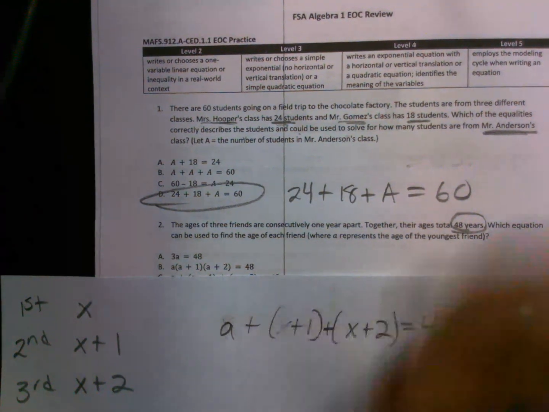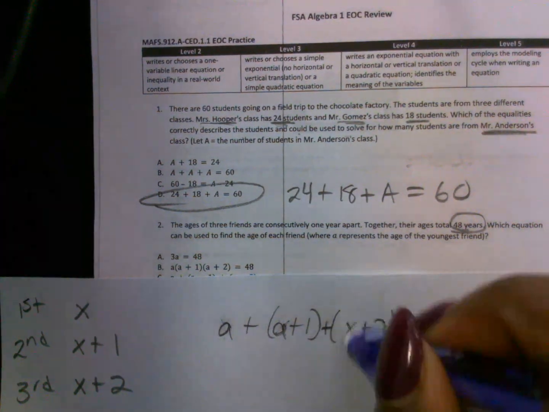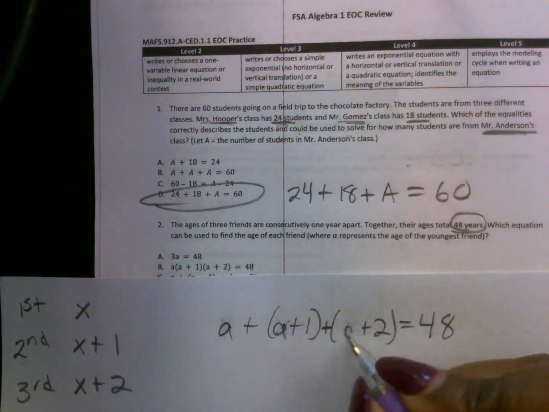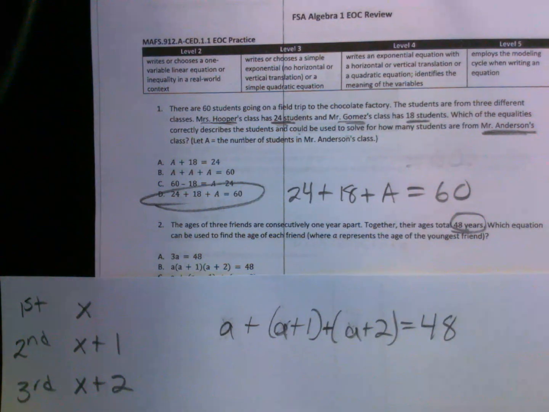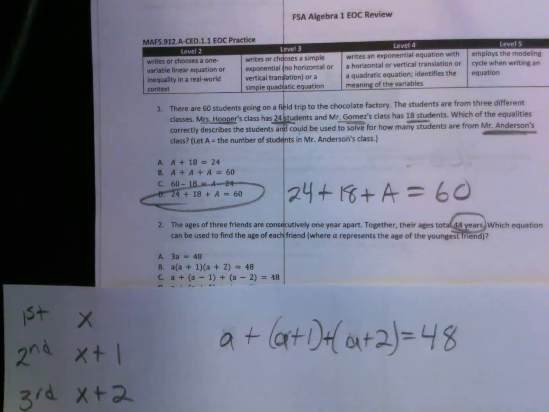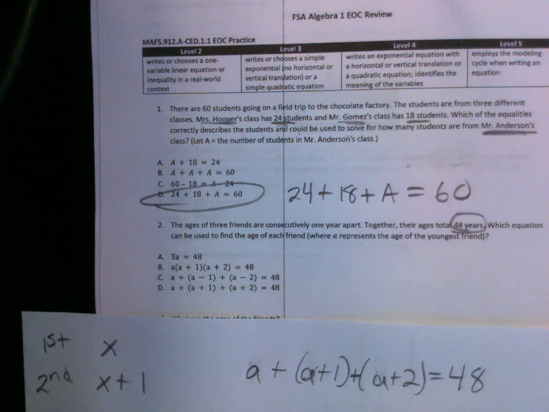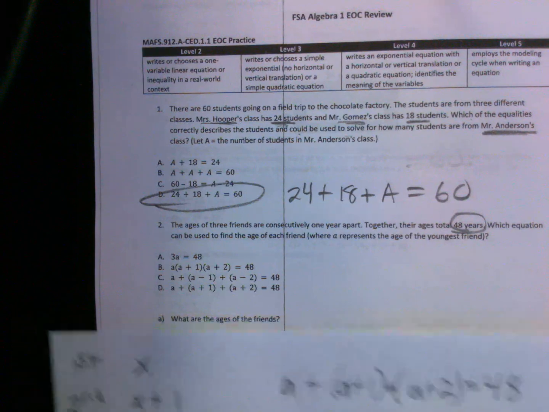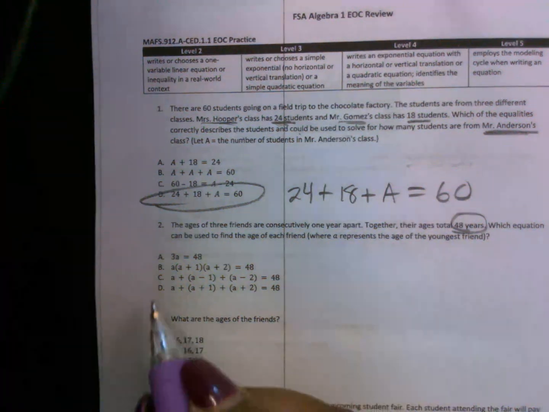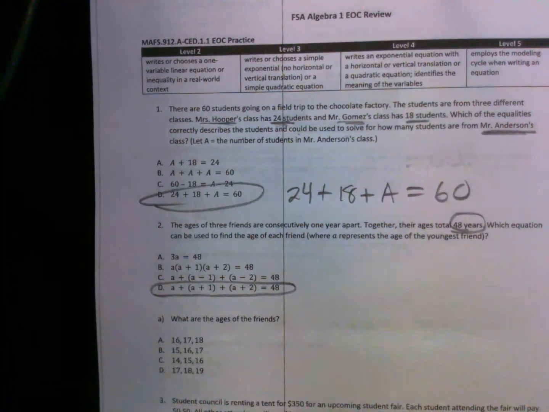A, A, A. Okay? All right. So which can I use? Which is the answer here? D. Do y'all see how D is the answer? Okay. Does that make sense? Hello? Yes. Thank you. All right, so now we got to find each of the friends' ages.